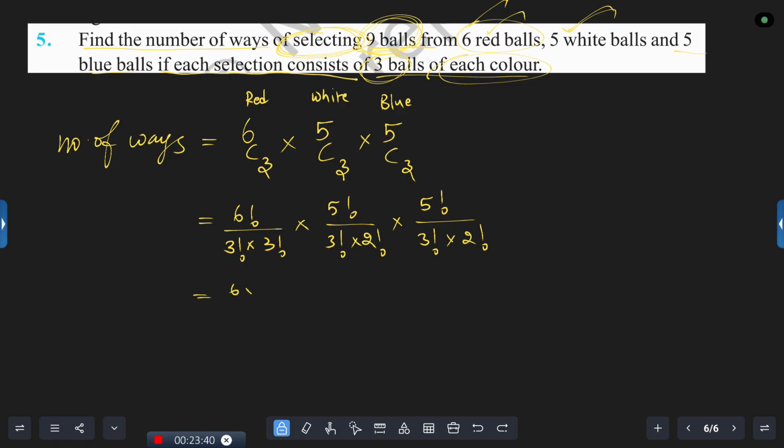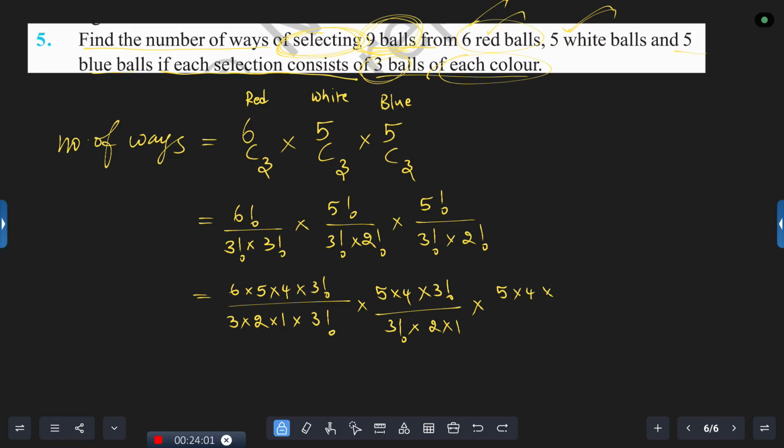Now, 6 into 5 into 4 into 3 factorial. The 3 factorial I can cancel, and the 3 factorial I will expand. And here, 5 into 4 into 3 factorial, and the 3 factorial I will cancel; 2 factorial I will expand. Like that, 5 into 4 into 3 factorial, the 3 factorial I will cancel, 2 factorial I will expand. That's it. So whatever is possible to cancel, you do it. First the factorial I cancelled, then the remaining elements.